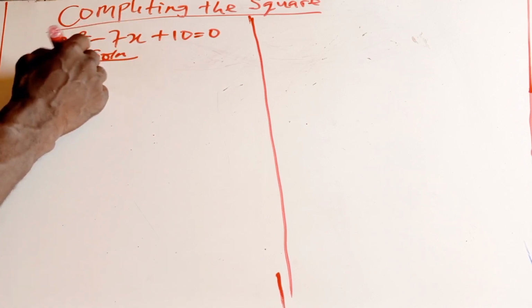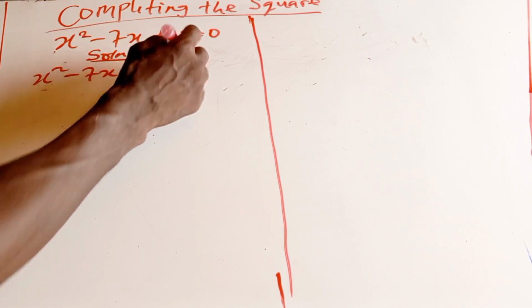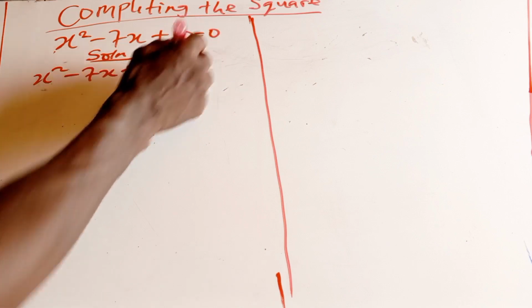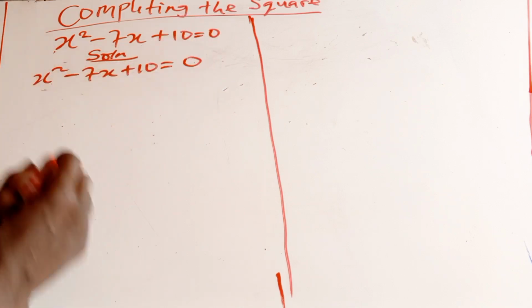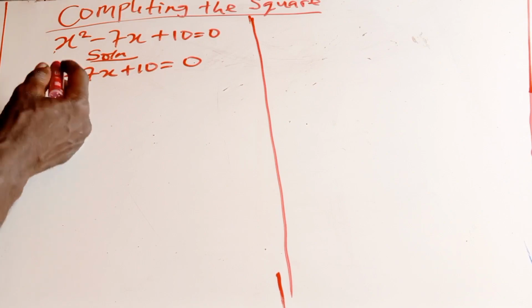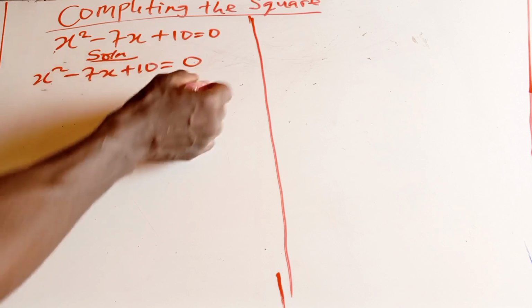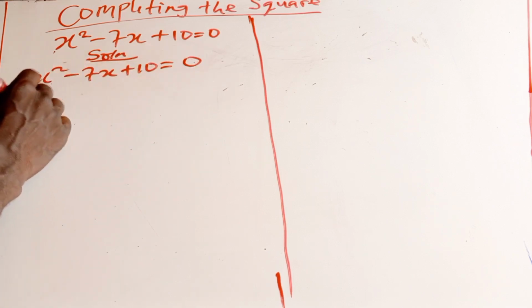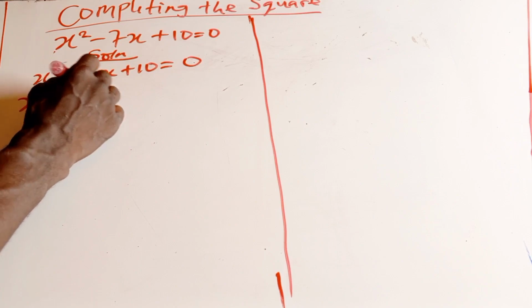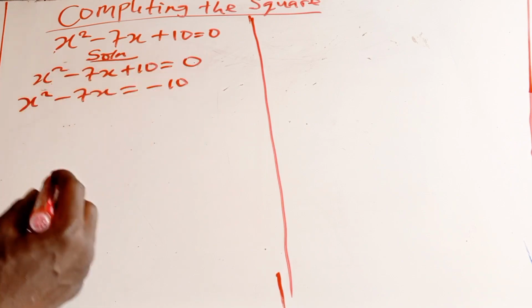We have x squared minus 7x plus 10 is equal to 0. Now the coefficient of a is equal to 1. Okay, then the next thing to do, we are going to take the constant to the right hand side. This is x squared minus 7x is equal to minus 10.